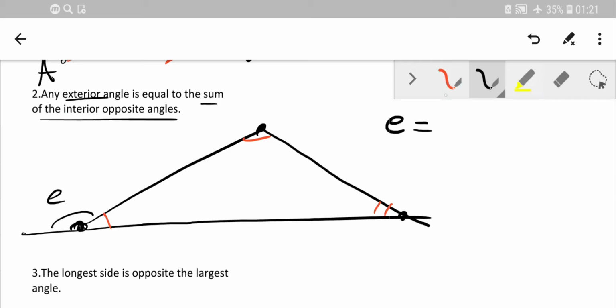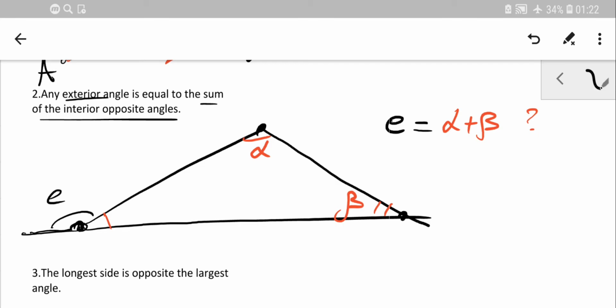So let's say here, alpha and beta are the opposite angles to your exterior angle. They are interior angles. So we need to prove the statement that the exterior angle is simply alpha plus beta, because they are the opposite interior angles. Okay, so how to prove that?